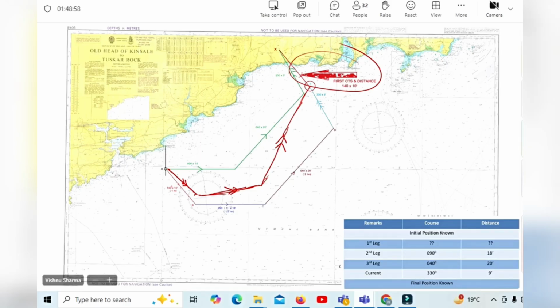What did I say? You have to basically decide what the question wants, right? So if the question was wanting the first leg, is there a requirement to draw all this? Yes or no?